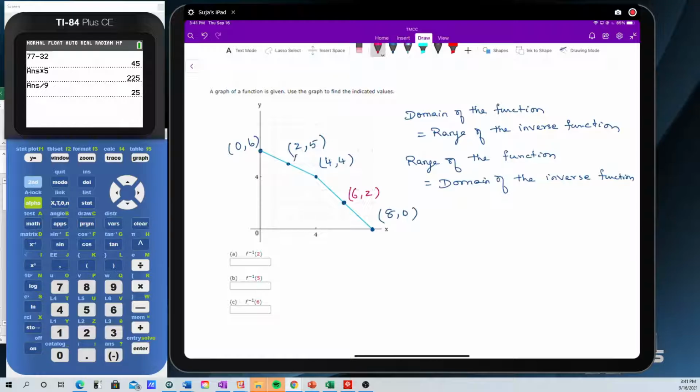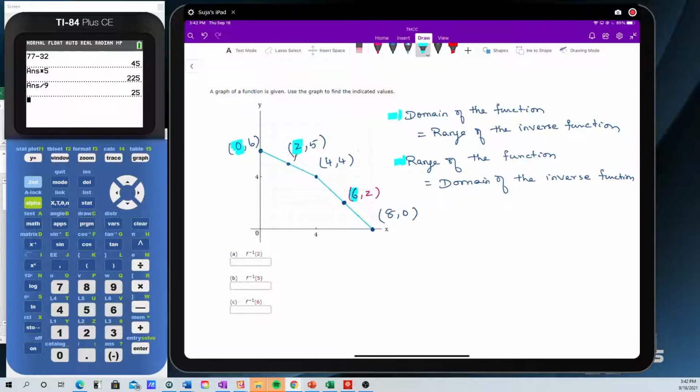Okay. So here when y is 2, what is the x value? For the first one, the answer is going to be 6. When y is 5, what is the x value? For this, the answer is going to be 2. And when y is 6, what is going to be the x value? The answer is 0. Again, it's all because the domain of the function is the range of the inverse, and the range of the function is the domain. So if I know one or the other, then I can interchange it, right?